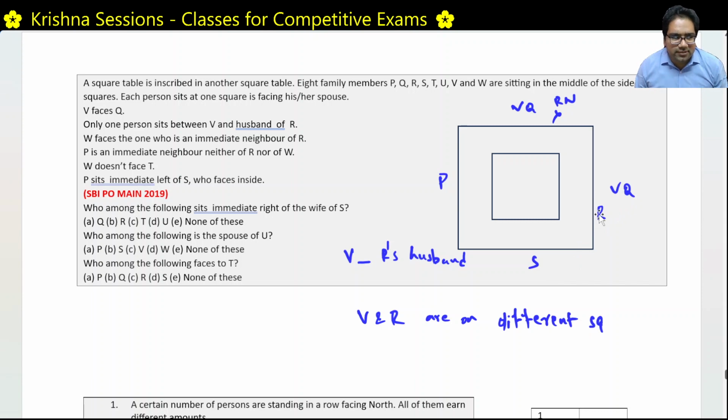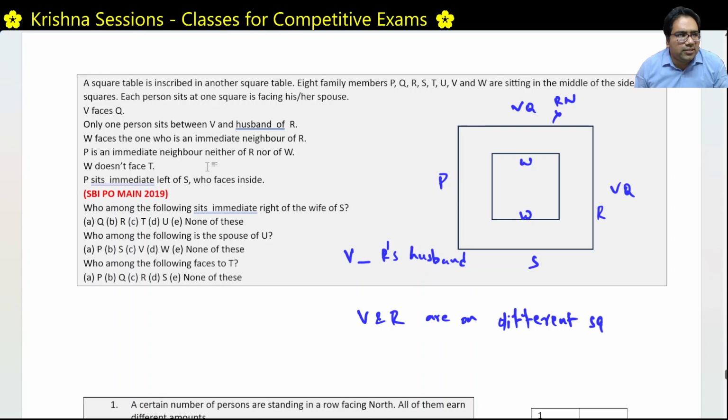Okay, R, only one point is this, right? If R is sitting here, W faces the one who is immediate neighbor of R. Who is immediate neighbor of R? Either this or this, right? So where should W sit? W can sit here or here. So basically what we are trying to see is where R can sit. If R is sitting in the outside square, R can sit only here. If R sits here, there are only two options for W, either here or here, because W faces someone who is an immediate neighbor of R. The neighbor of R is either this or this, and W has to be in the inside circle.